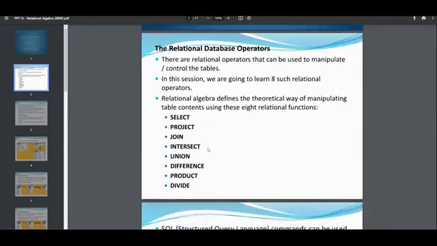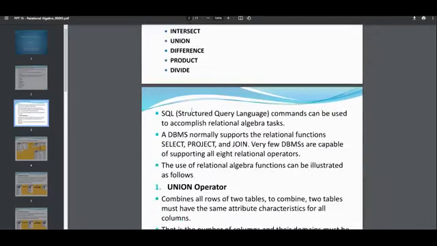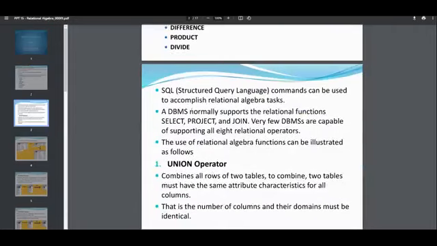Okay, then relational database operators, we mentioned these operators. Then we have to discuss them one by one. Actually, these things are applied for SQL commands mainly. Structured query language, we will discuss that part later.